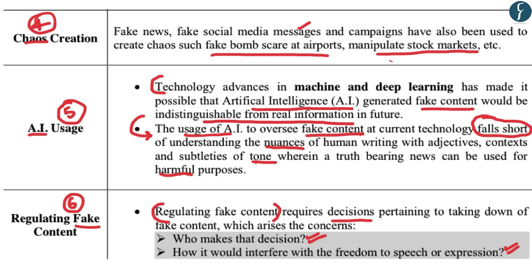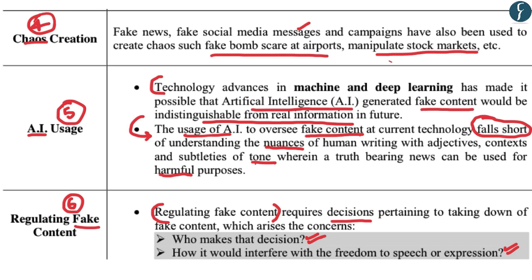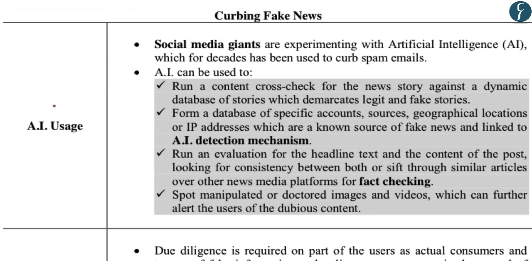So now hopefully up till here you've understood the 6 concerns that are there with fake news. Now let us understand the various steps that can be taken to curb fake news. Now the first method that can be used to curb fake news is the usage of artificial intelligence.